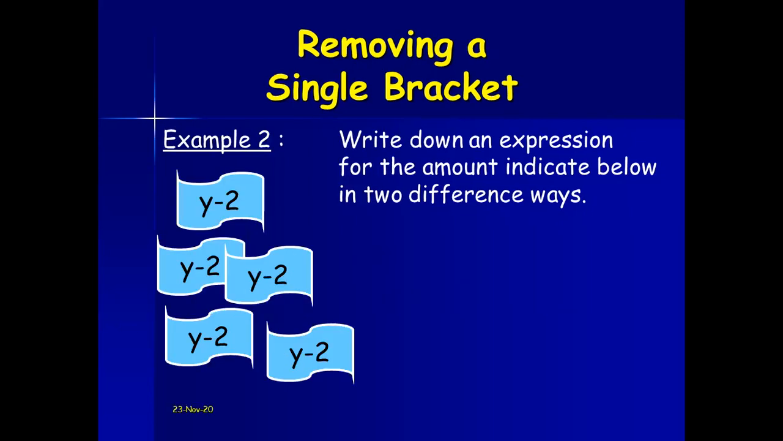y minus 2 repeated 5 times. So 5 multiplied by y minus 2. Okay, let's remove the brackets or expand the brackets. 5 multiply y, that will be 5y. 5 multiply negative 2 is negative 10. So the answer is 5y minus 10 or 5y negative 10.